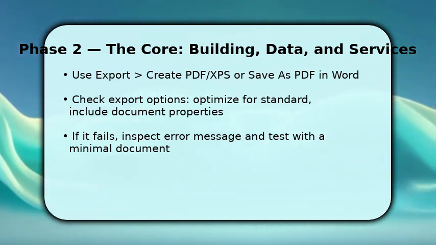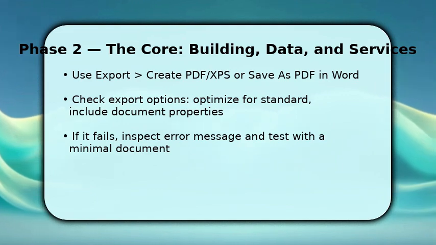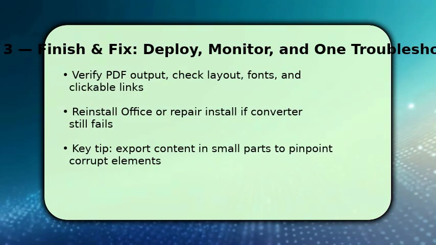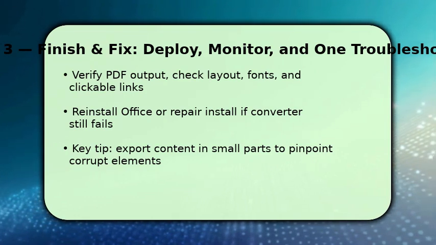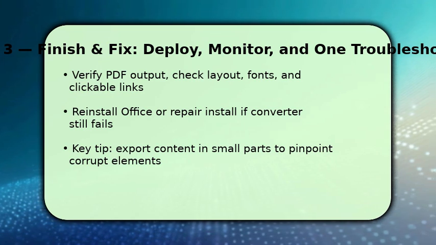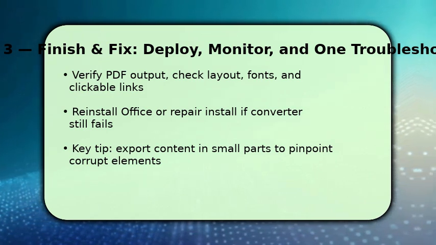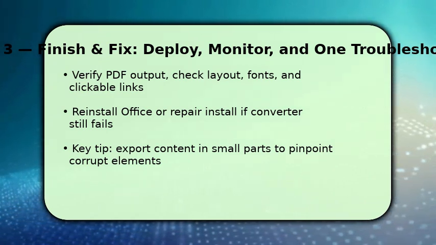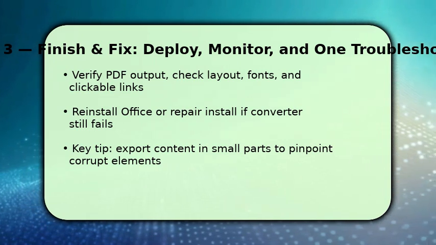You finish by validating the PDF and using targeted fixes if conversion still misbehaves. Open the produced PDF, inspect pages, fonts, and links to confirm fidelity. If problems persist across documents, run Office Repair or reinstall Office to restore the converter components.